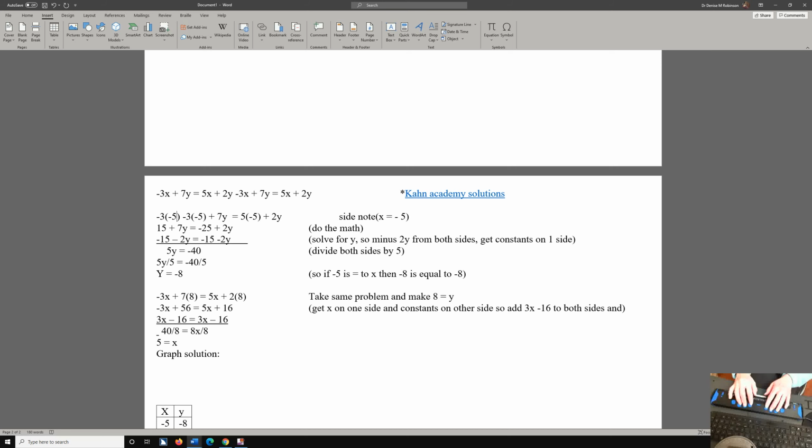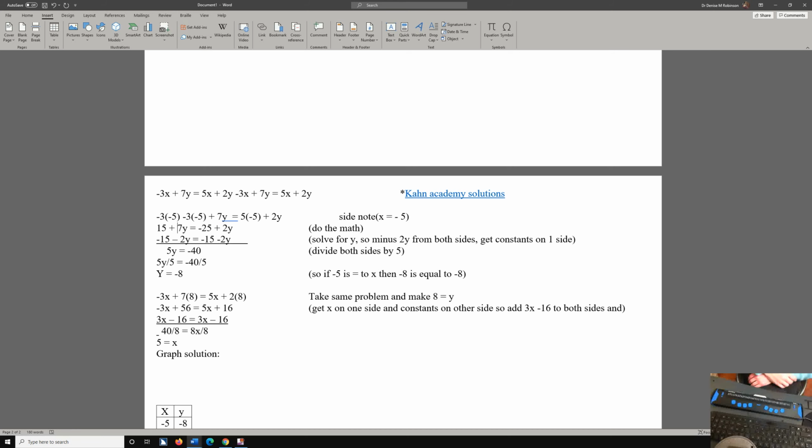So the algebra is incredibly easy, and of course it's all under the fingers. Side note, x equals -5. I'm going to go down to the table that they have to put it in also, so you're going to do the math. You solve for y, so minus 2y from both sides gets constants on one side. So let's just down arrow and listen. 15 plus 7y equals -25 plus 2y, left paren, do the math, right paren.